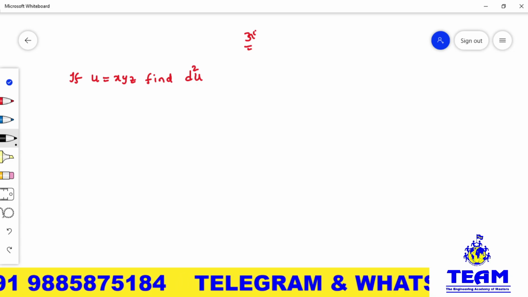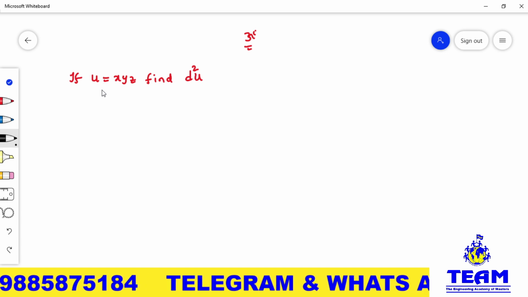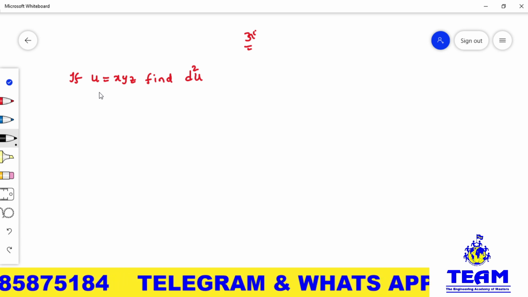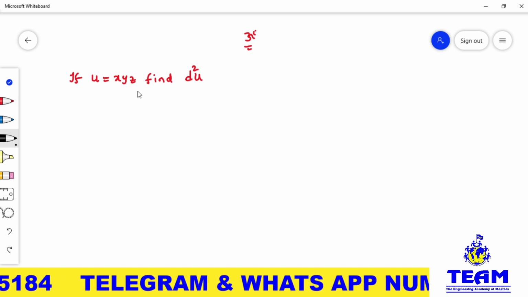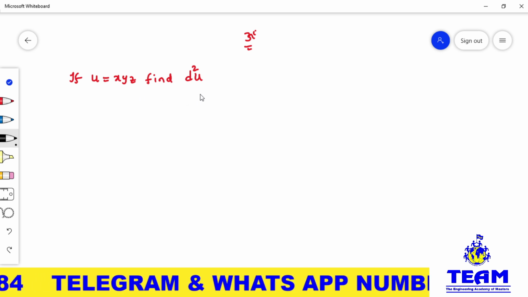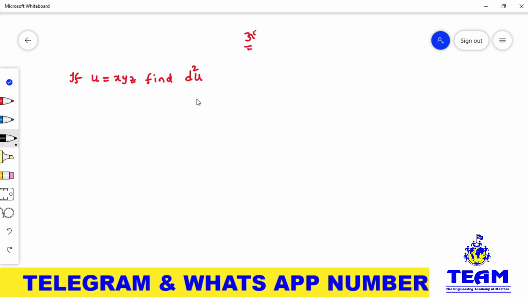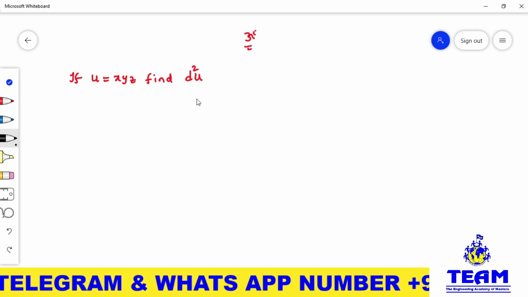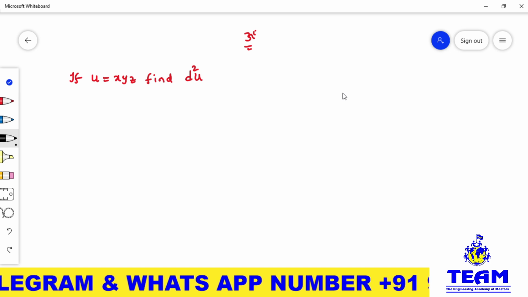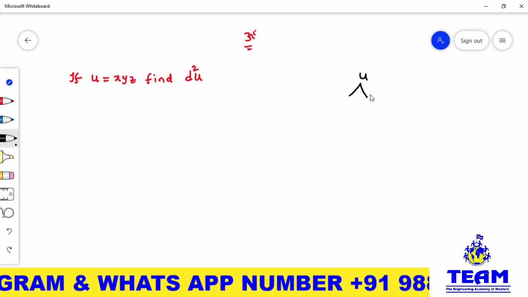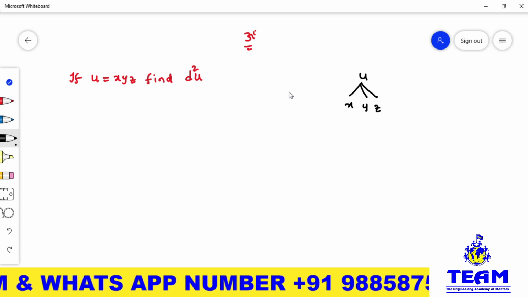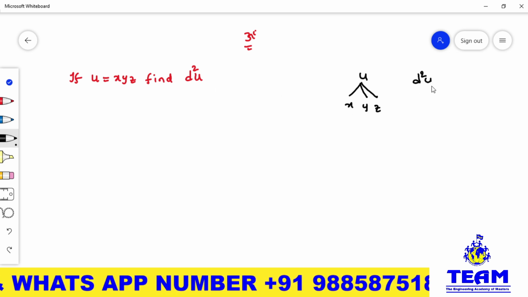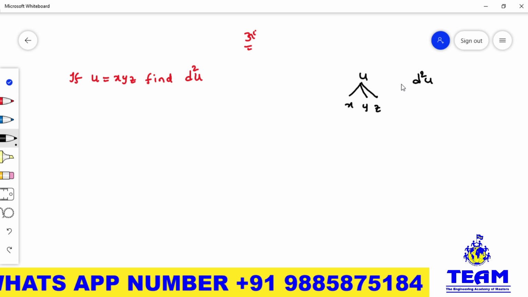Friends, in this video, we are solving a problem on differential calculus. The given problem is: if u is equal to xyz, then find d square u. Here they have given u as a function of x, y, and z. We need to find out d square u, nothing but the total differential.